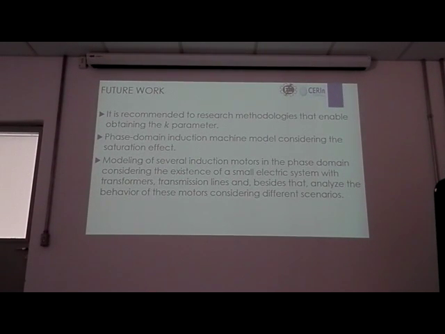Future work. It's recommended to research methodologies that enable obtaining the K parameter. We need to study a little more about how to get the K parameter. In my simulation, I adopted K equal to 1. Second, we need to implement a phase domain induction machine model considering the saturation effect, and the modeling of several induction motors in the phase domain considering the existence of a small electric system with transformers and transmission lines, and besides that, analyze the behavior of these motors considering different scenarios. So for future work, I recommend these three points.